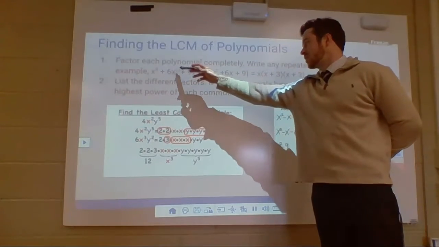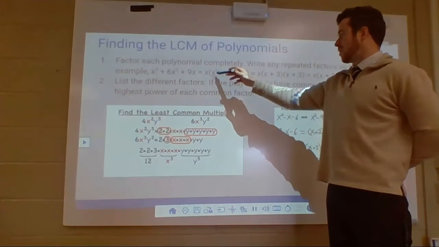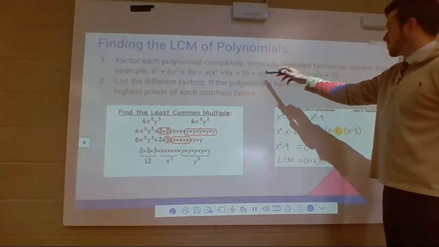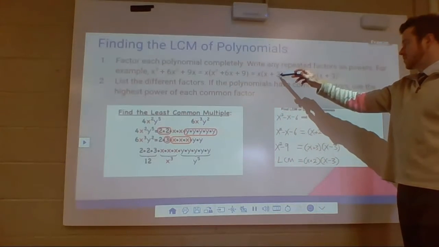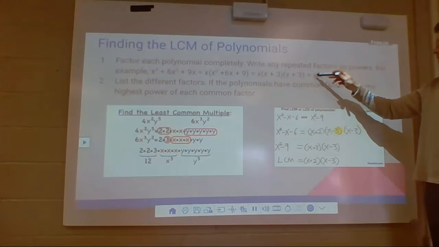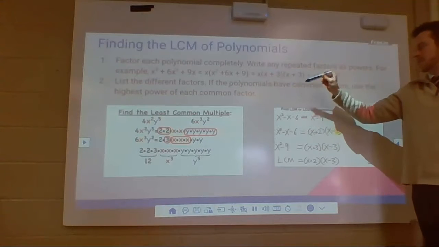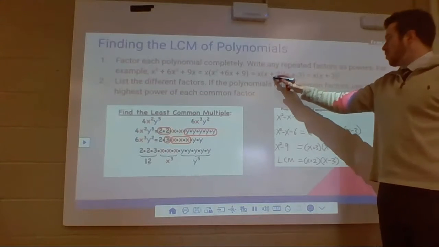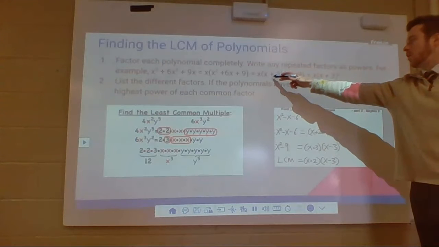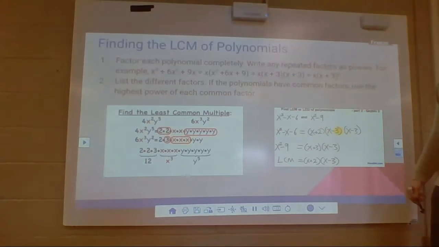X cubed plus 6x squared plus 9x. Well, you'd factor out the x first, and then you can factor this quadratic trinomial, x squared plus 6x plus 9. So that's going to factor as x times x plus 3 times x plus 3, which can then be rewritten as x times x plus 3 squared, because x plus 3 was listed out twice. Okay? So it says to write any repeated factors as powers. So we just wrote the repeated x plus 3 as x plus 3 squared.